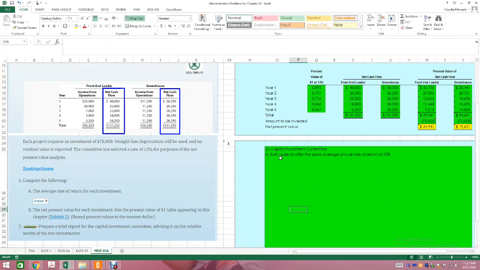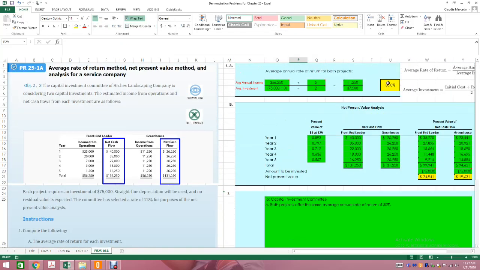So, for letter A, both projects give me 30% annual rate of return. Why? Because both projects had the same amount of income being generated, and both of them had the same investment amount, and that yielded a 30% average rate of return for both.